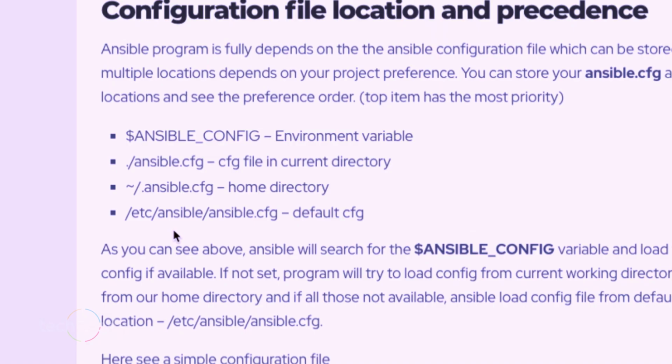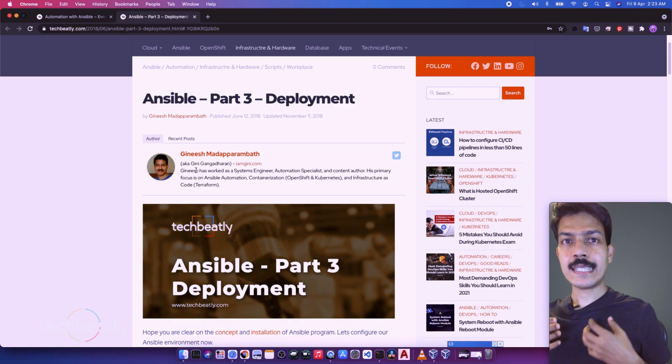As you can see, Ansible will search for the ANSIBLE_CONFIG environment variable and load that config if available. If not set, the program will try to load the configuration from the current working directory. If no ansible.cfg is available in the current directory, then Ansible will load the configuration from our home directory. And if none of those are available, Ansible will load the config from the default location, /etc/ansible/ansible.cfg.